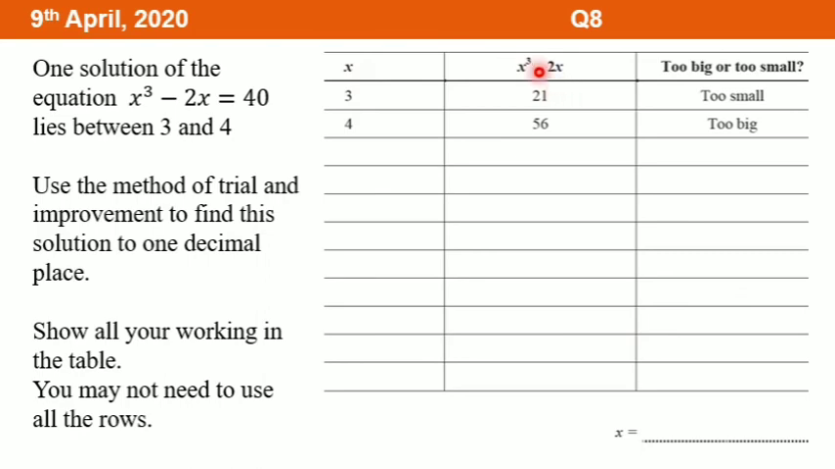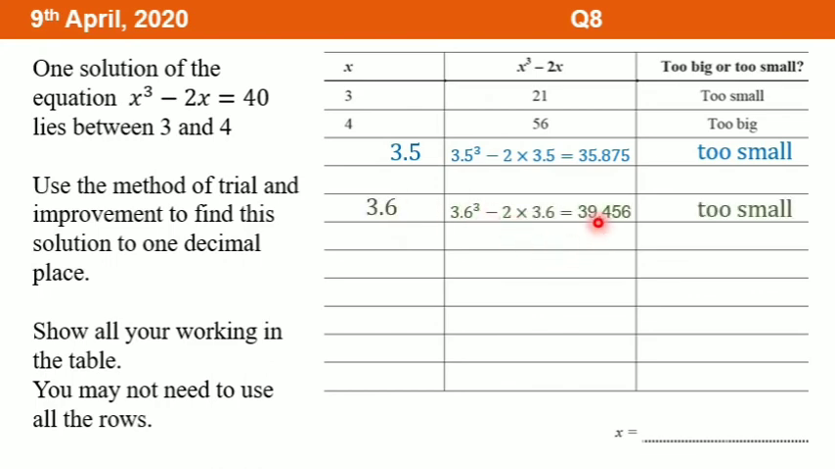When x is 3, we put it into the equation, 3 to the power of 3 minus 2 times 3, the answer is 21. When we compare to 40, it's too small. If we use 4 to the power of 3 minus 2 times 4, the answer is 56. The answer is too big than 40. So it's easier to check the number in between 3 and 4. What is it? 3.5. So if I use 3.5, the answer is 35.875. This is too small but still closer to 40. So I will check using 3.6.